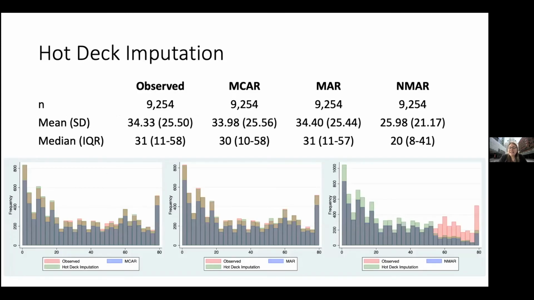So I went ahead and did some hot deck imputation in the NHANES data, and you can see that we end up with, again, our point estimate and our standard deviation decently okay. So I'm very close to the observed, but that doesn't help us with the not missing at random case. We still have a definitely not quite appropriate estimate there, and you can again see the distribution of the cases.